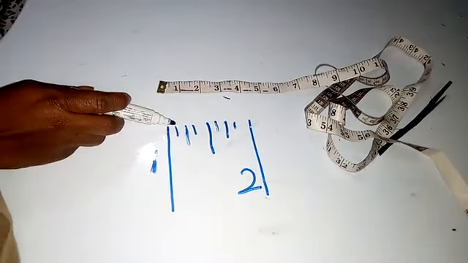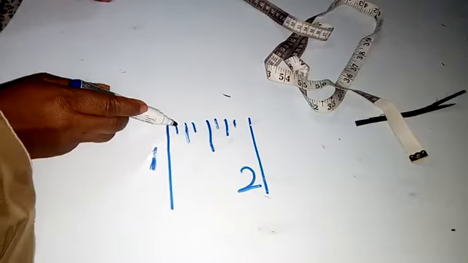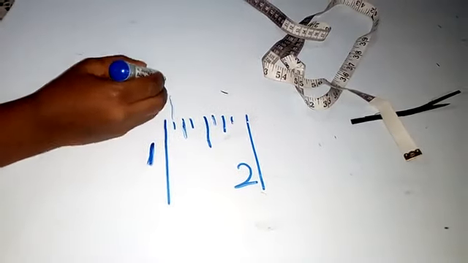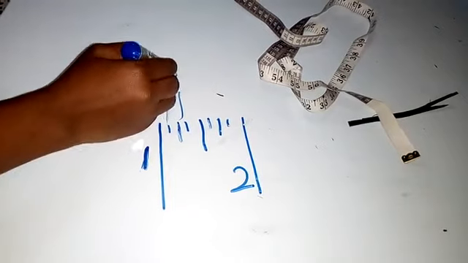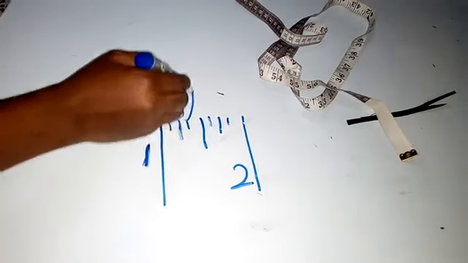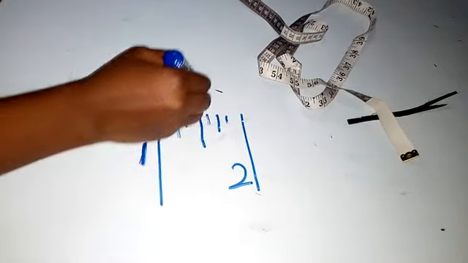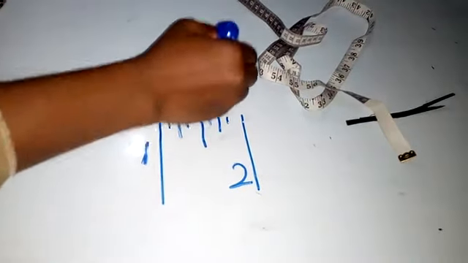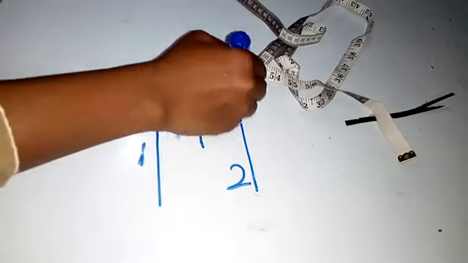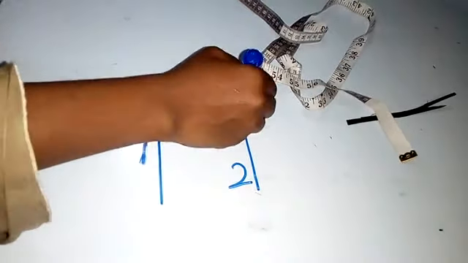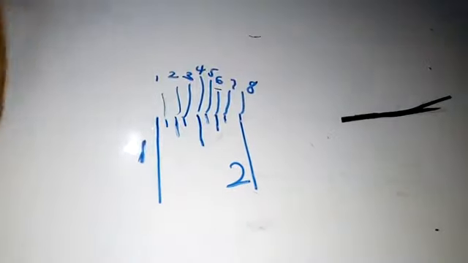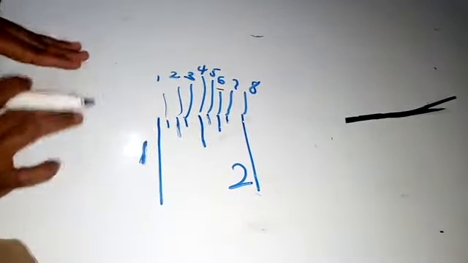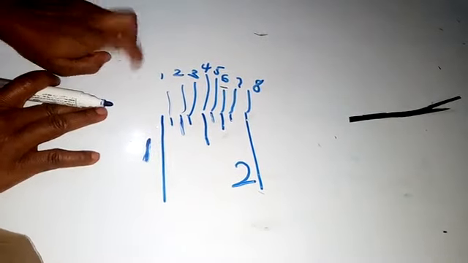So I'm going to start counting from here. This is my 1. This here is my 2. This here is my 3. This here is 4. This is 5. This is 6, this is 7, and this is 8. So try to count yours, then you know what we're talking about. So we have 8 here.